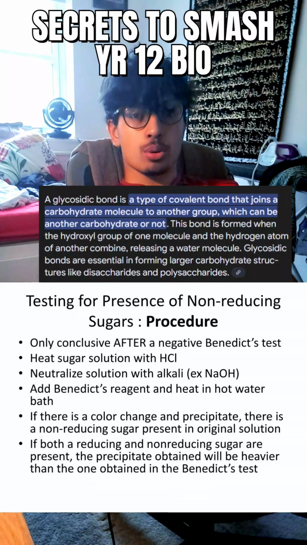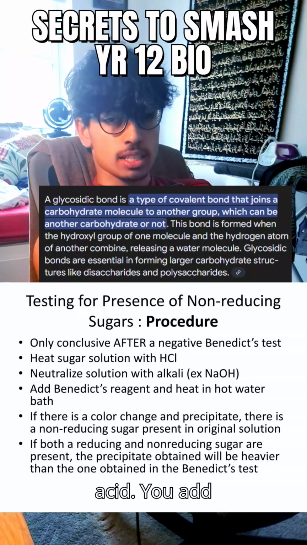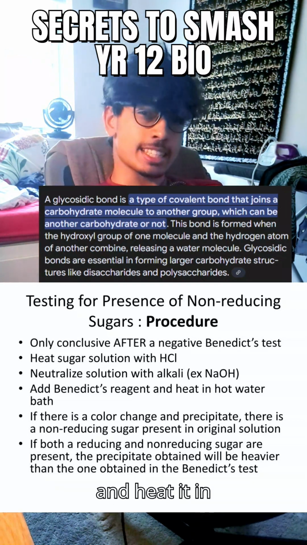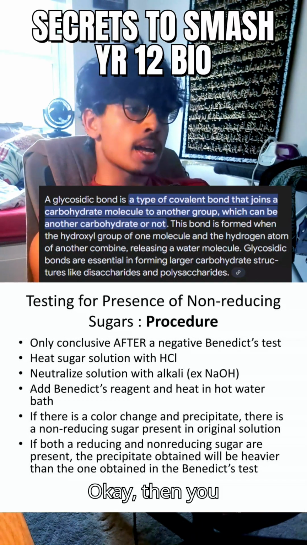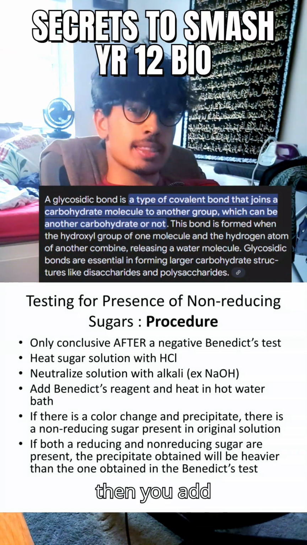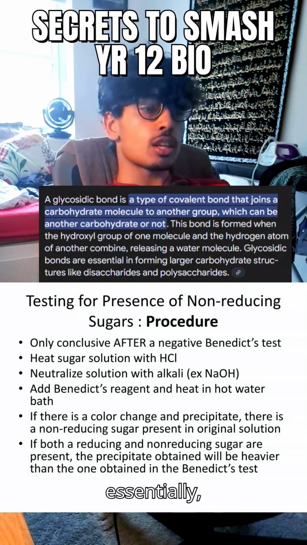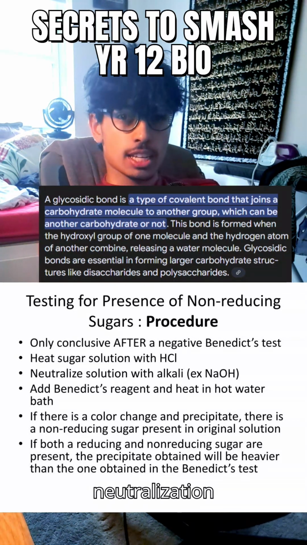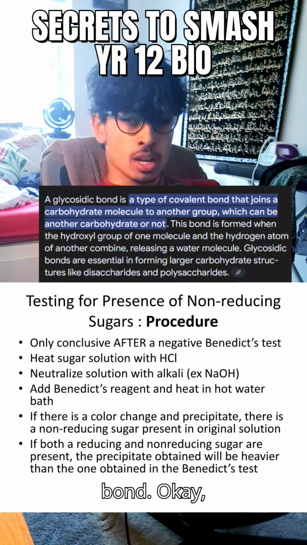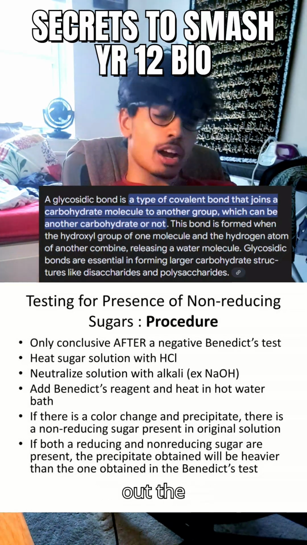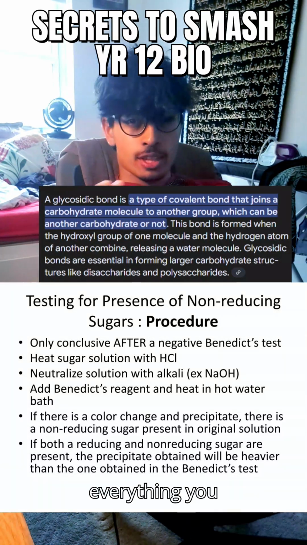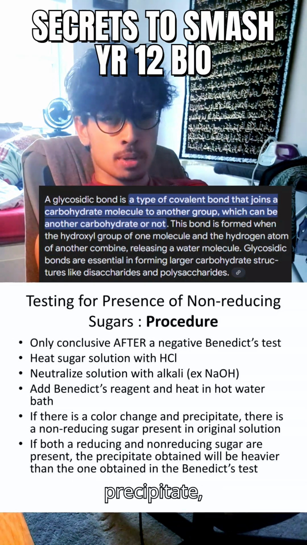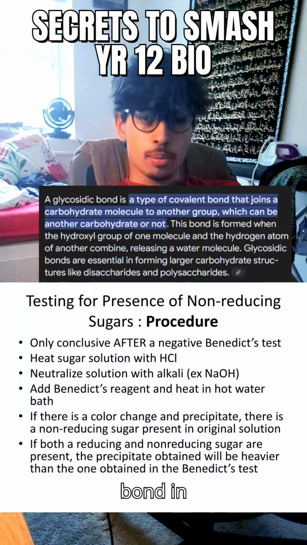So first and foremost, you add dilute hydrochloric acid to the food sample and heat it in a water bath to the boil. Okay, then you neutralize it with sodium hydrogen carbonate. Then you add the Benedict's. Essentially, this whole HCl and sodium hydrogen carbonate step allows neutralization to occur, after the acid has broken the glycosidic bond. This means that you can then carry out the Benedict's test as per usual, everything you learned in GCSE, and test for the brick red precipitate. But you have to break that glycosidic bond in between.